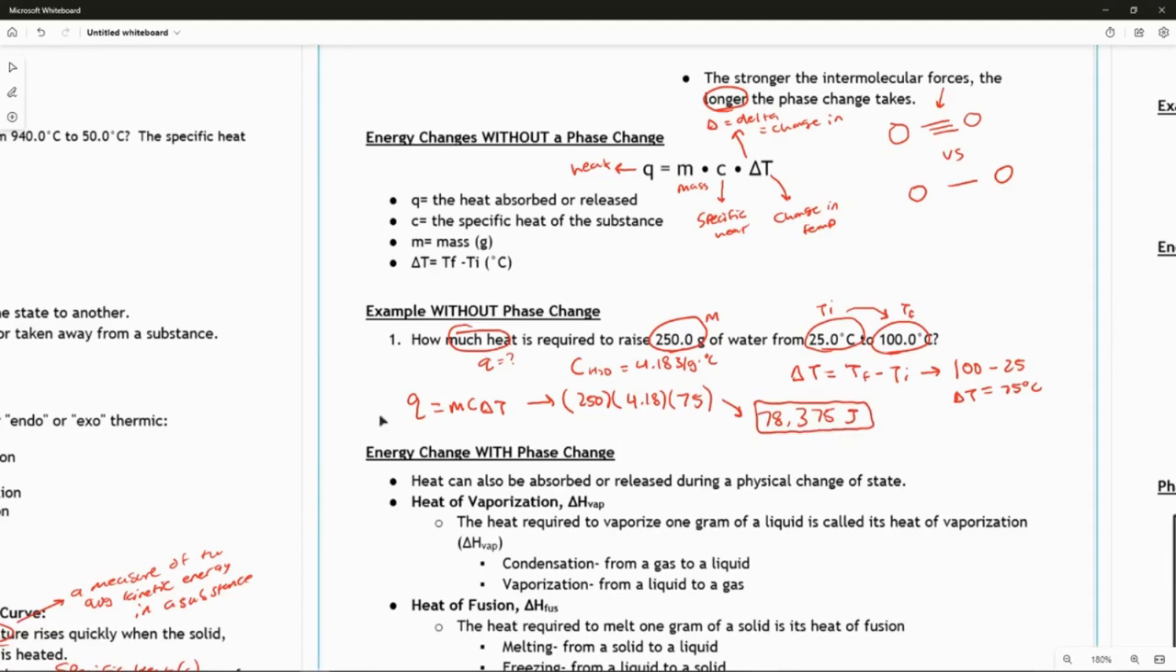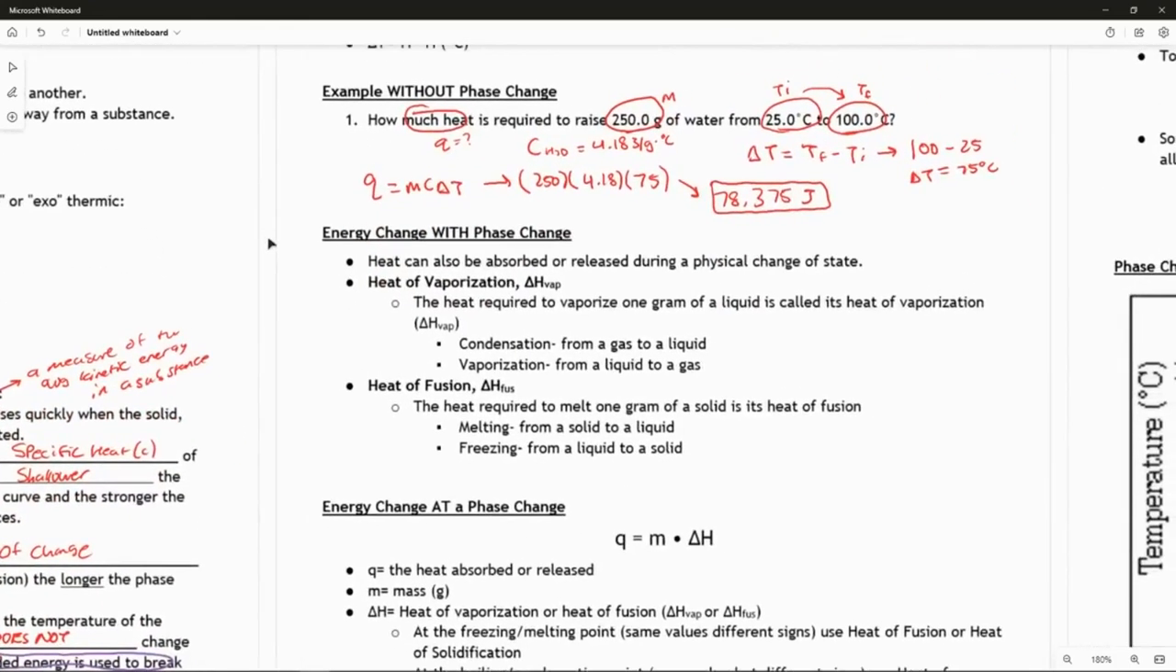All right. Energy change with a phase change. So that was without, and now we're going to do with phase changes. Heat can be absorbed or released during a physical change of state. The heat of vaporization, delta H VAP, is the heat required to vaporize 1 gram of a liquid. And this is effective when you're doing condensation or vaporization. When you're doing condensation or vaporization, you're going to use delta H VAP.